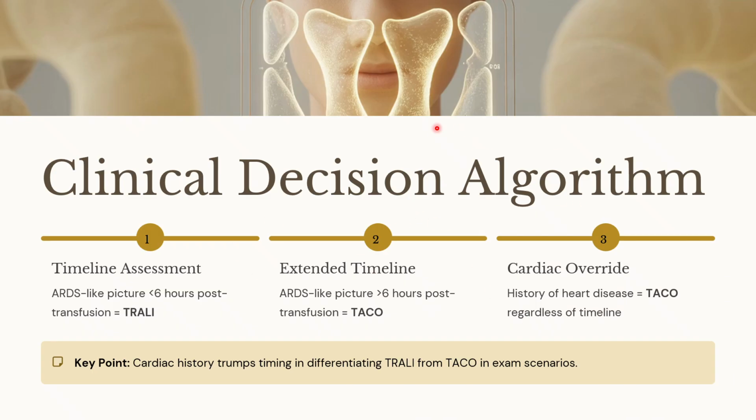So how do we know whether it is TACO or TRALI? It is the timeline which helps us to decide. When there is an ARDS-like picture less than 6 hours post-transfusion, then it is TRALI. When there is an ARDS-like picture more than 6 hours post-transfusion, then it is not TRALI. TRALI has to be definitely less than 6 hours. In that case, it is TACO, and this happens in those with no heart disease. When there is a history of heart disease, then it can be transfusion-associated circulatory overload irrespective of the timeline. So this is in short about transfusion-related reactions.